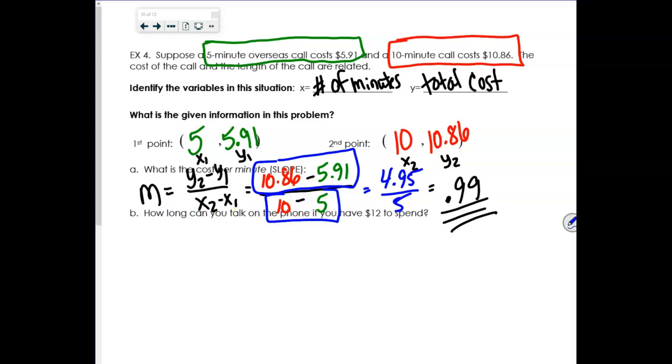Okay, I need you to pick your favorite point. Do you prefer the green point or the red point? Okay. And it doesn't matter. I just was hoping for someone to answer that. All right, so if we use the red point, and we're going to use the slope of 0.99, now I can throw my information into point slope form. So y minus the y coordinate from that point you guys are choosing, so 10.86, equals, whoops, your slope you guys just found to be 0.99.